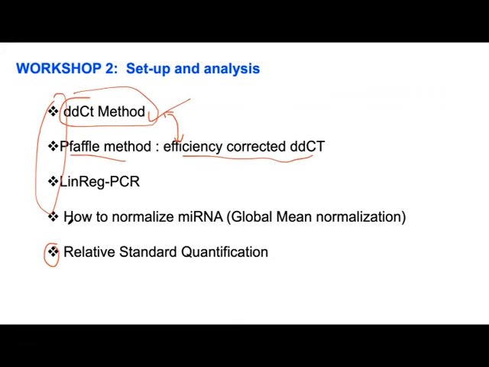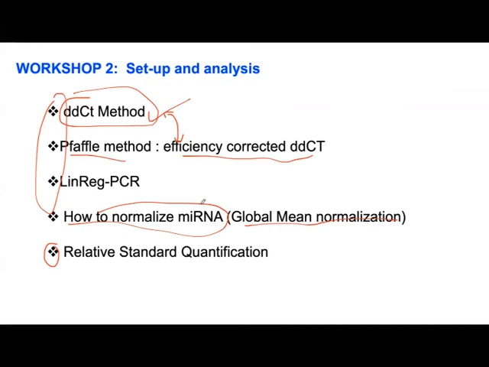The other thing we want to discuss in the workshop is normalization. We're going to discuss normalization separately, and also for microRNA, which is called the global mean normalization. And this is what we need to discuss, because for microRNA, there is no housekeeping gene. So you'll face a problem deciding which gene to choose for normalizing microRNA.